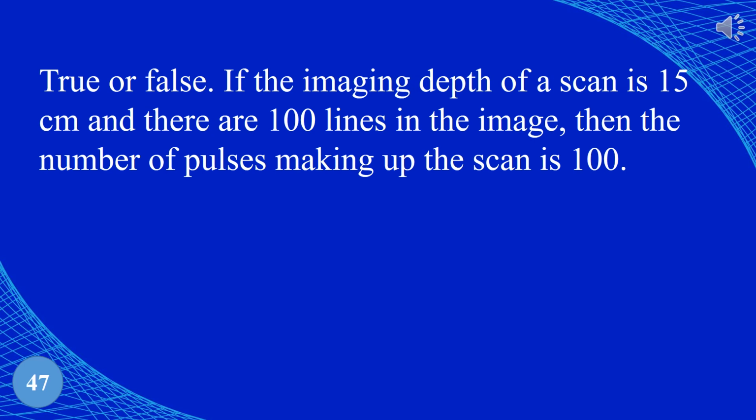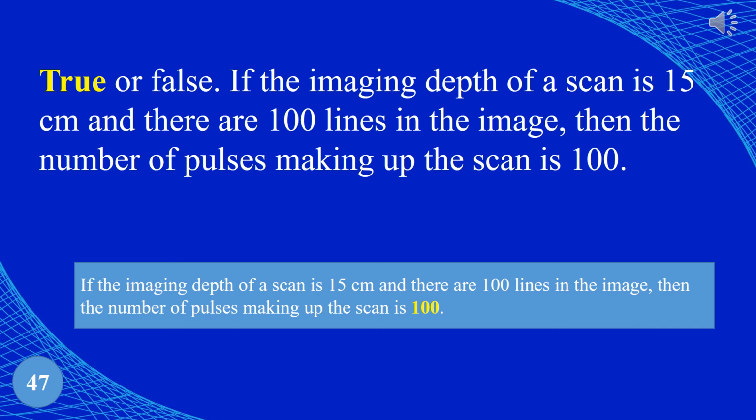True or false? If the imaging depth of a scan is 15 cm and there are 100 lines in the image, then the number of pulses making up the scan is 100. True. If the imaging depth of a scan is 15 cm and there are 100 lines in the image, then the number of pulses making up the scan is 100.